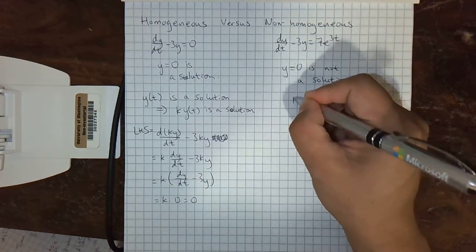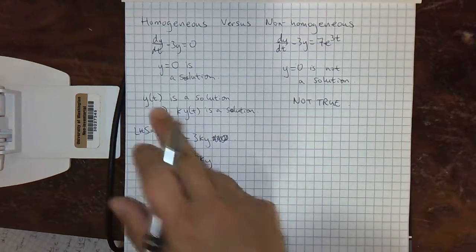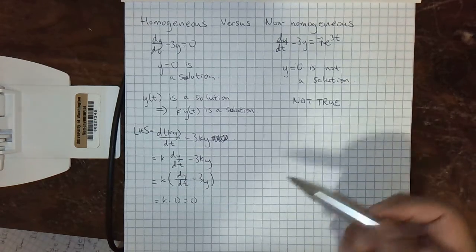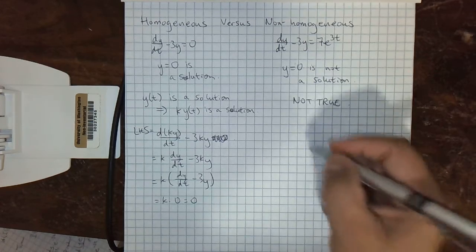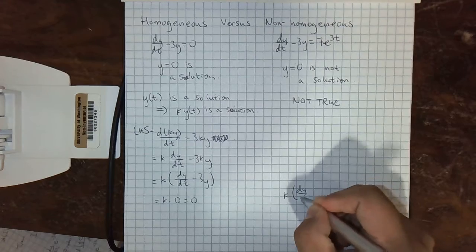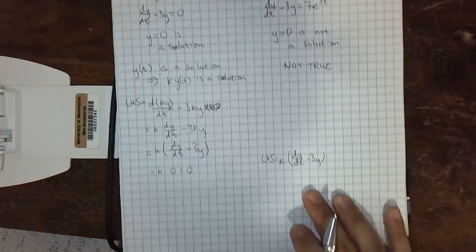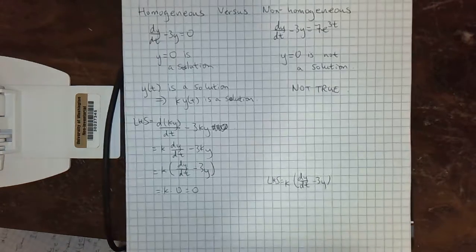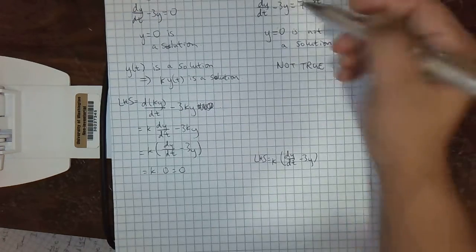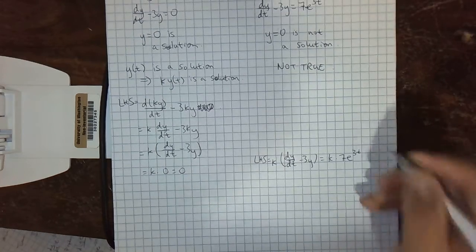This is not true here. If y of t is a solution, it doesn't necessarily mean k y of t is a solution. You can just see that. The left-hand side is the same. You would work out all the same stuff. You would end up with k times dy by dt minus 3y. This is what the left-hand side is. But then, instead of plugging in 0, because over here we had that thing in the parentheses was 0, now this thing in the parentheses is 7e to the 3t.